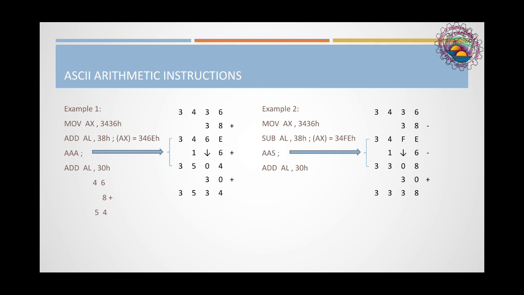Now we have to convert the unpacked BCD present within AL to ASCII. For that we add 30 with AL. So after addition of 30 with AL, AX will be having 33, 38. 33 is the ASCII for 3 and 38 is the ASCII for 8. So 46 minus 8 is equivalent to 38. We have performed this calculation within the processor, and we have adjusted the result by using the AAS instruction.